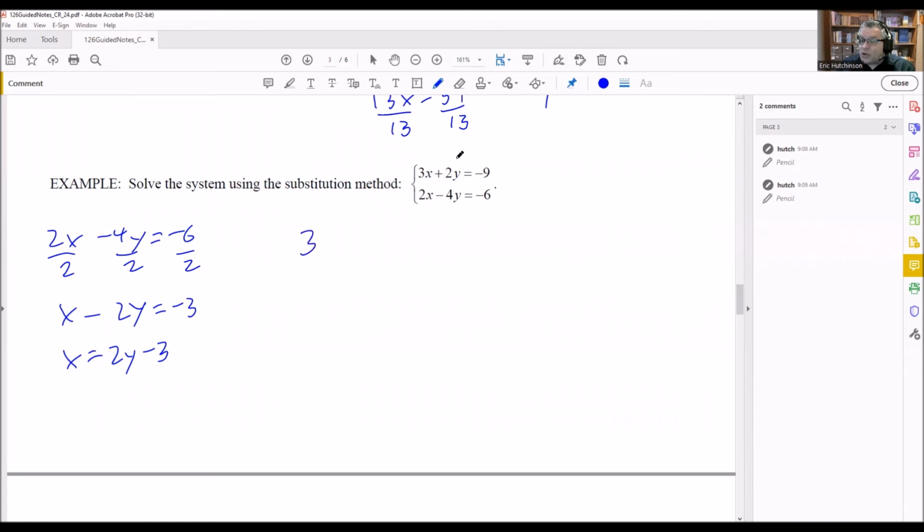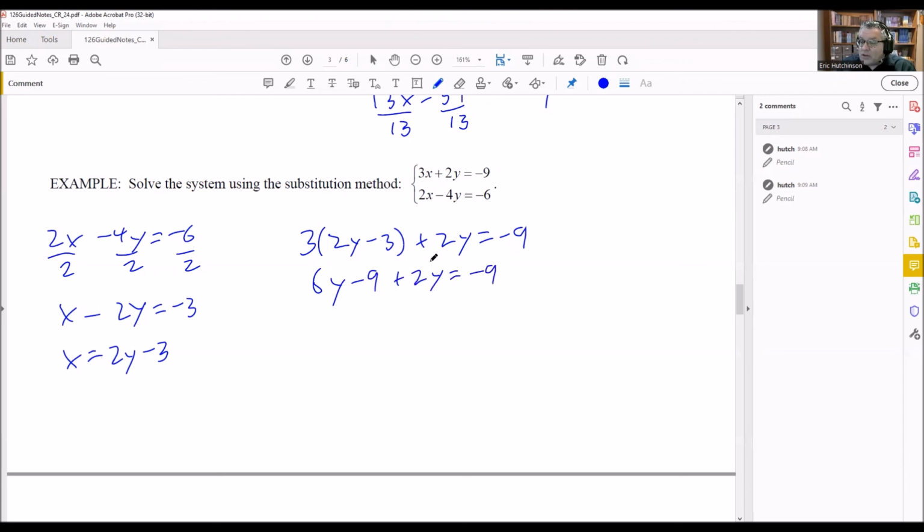I'm going to take the first equation now and put in the 2y minus 3 in place of x. And now I've eliminated the variable and the y is left. As you notice, in the last problem we found x first. Well, this time we're going to find y first. It actually doesn't matter which variable you solve for first or what order you find those. Okay, so this one we'll solve: 6y minus 9 plus 2y equals negative 9.